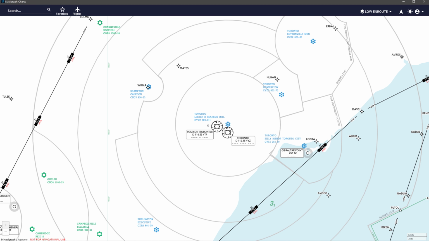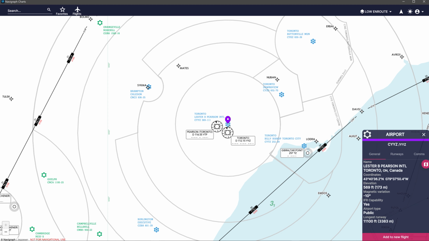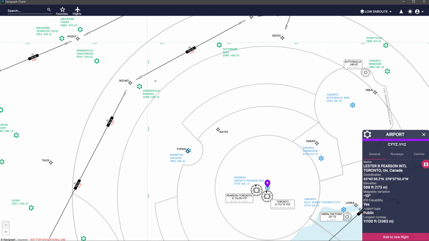It's much like flight levels. 111 represents 11,100 feet. We can, of course, confirm that information by clicking the airport here and seeing that the elevation for Pearson is 569 feet and the longest runway is 11,100 feet or 3,383 meters. So all of the airports published in here should have that information to give you its identifier, its elevation above mean sea level, and the longest runway available. In this case, Orangeville Rose Hill, the longest runway is a mere 1,600 feet.